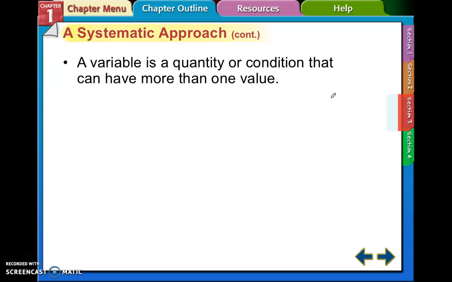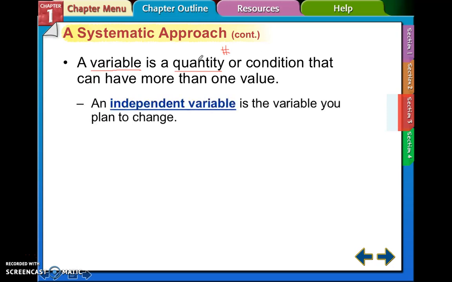A variable is a quantity or condition that can have more than one value. You need to write this. A variable, quantity. Remember the word quantity we just talked about. You gather qualitative data, and what type of data is that? Is it a description or is it a number? Quantity is a number. So a variable is a number or a condition that can have more than one value. So it can be big or small. That's the condition. Or it can be 5 meters or 7 meters or 10 meters. Those are all variables.